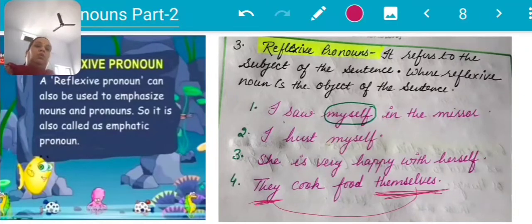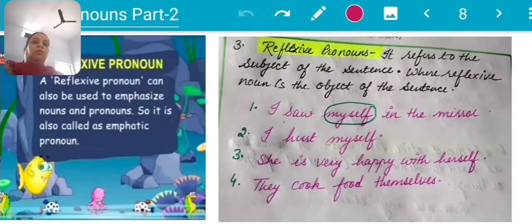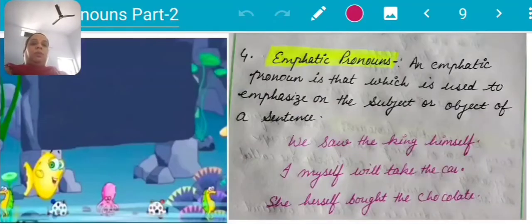Clear? Now let me tell you the difference between reflexive pronoun and emphatic pronoun. As I've told you that reflexive pronouns and emphatic pronouns are same words, like myself, itself, herself, yourself, themselves, etc. So when these words act like an object they are known as reflexive pronouns. Let's see emphatic pronouns.